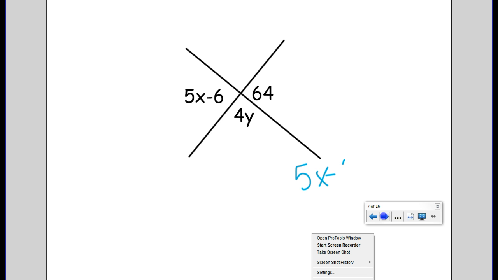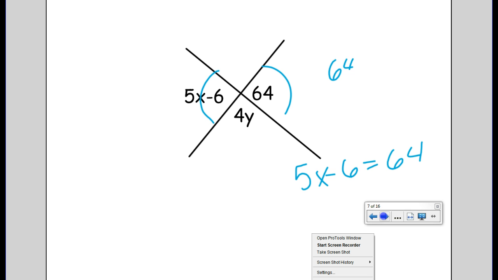5x minus 6 equals 64. Beautiful. Vertical angles are congruent, so you surely can set them equal. 5x minus 6 equals 64. This is not a system of equations problem. Did you see that? It's not a system. They are separate problems entirely. Who can set up how you would solve for y? Josh? Okay.